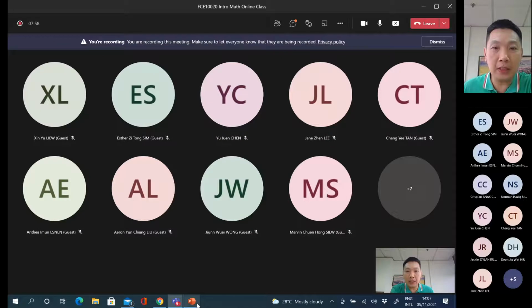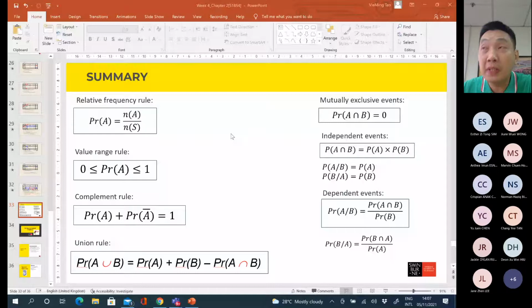So for the probability chapter, what are the things that you need to know? Let me share the screen now. At first you have to know the meaning of probability. Probability means the chance of an event happening, or the chance of a phenomenon, activity or observation happening. You can use P or PR to represent probability.